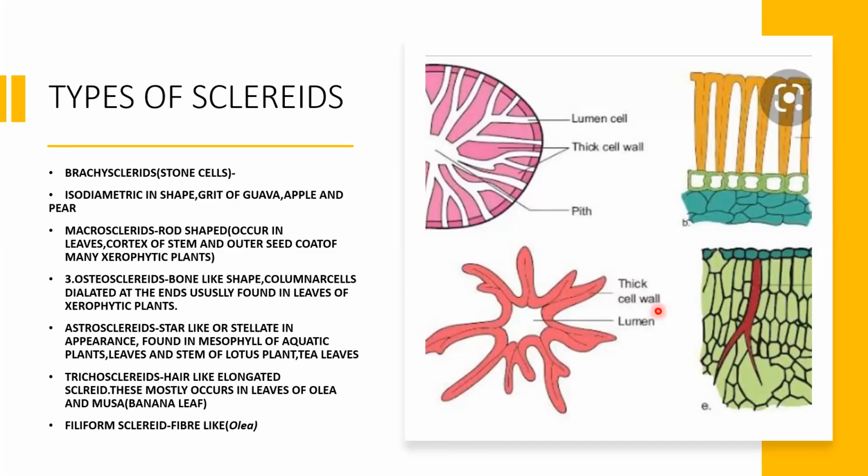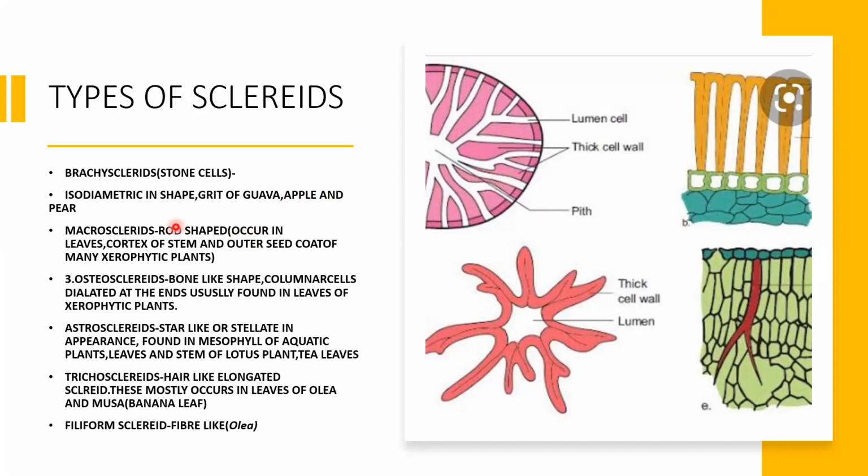Now sclereids, depending upon their shape and where they are found, are of different types. The first category is brachysclereids, also called stone cells. Now these cells we can see are isodiametric, rounded, irregular in shape. This colored part is the thickened area and this white part is the unthickened area, or we can say simple pits present in the brachysclereids. And brachysclereids are found in the grit of guava, apple and pear. So they are stone-like and rounded in shape.